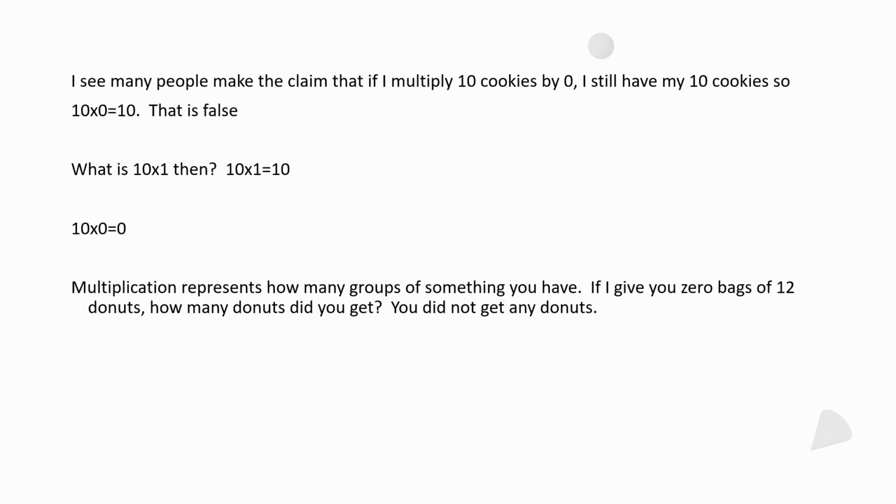Yeah, and like I mentioned before, I see a lot of people make the claim that if I multiply 10 cookies by 0, I still have my 10 cookies, so 10 times 0 is 10. And of course, that's false. But I've seen that exact argument by a lot of people. And of course, 10 times 1 is 10. 10 times 0 is 0. So, think about it as multiplication represents how many groups of something that you have. If I give you 0 bags of 12 donuts, how many donuts did you get? You didn't get any donuts.